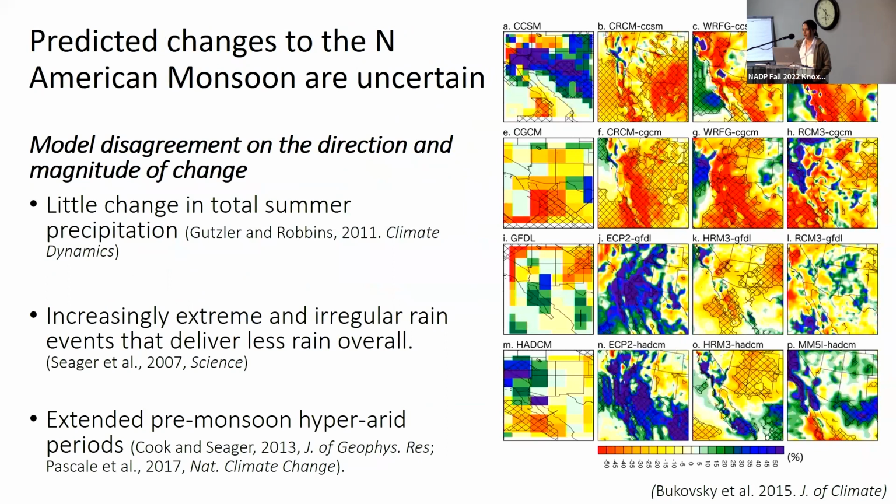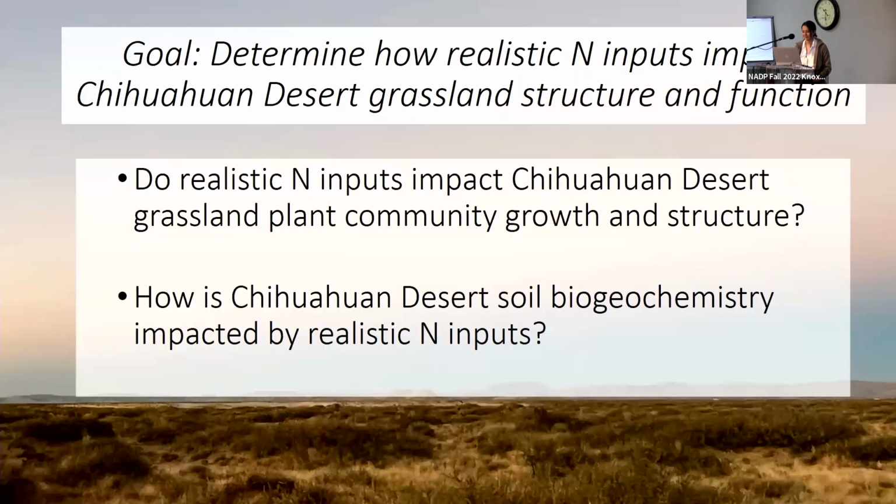The North American monsoon is predicted to undergo some changes. However, there are some strong disagreements in the models as far as the magnitude and direction of the change, where some models predict little to no change in total summer precipitation, while others predict increasingly extreme and irregular rainfall events that deliver less rainfall overall, and even extended pre-monsoon hyper-arid periods.